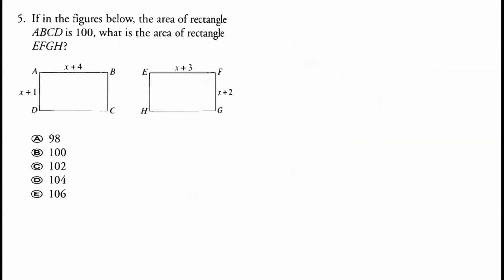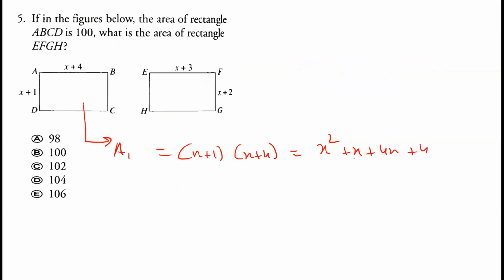Now, if in the figure below the area of rectangle ABCD is 100, what is the area of rectangle EFGH? So we can write this. The area would be x plus 1 into x plus 4. If you open this up, this would be x squared plus x plus 4x plus 4. That is x squared plus 5x plus 4. Now we know that this equals 100.